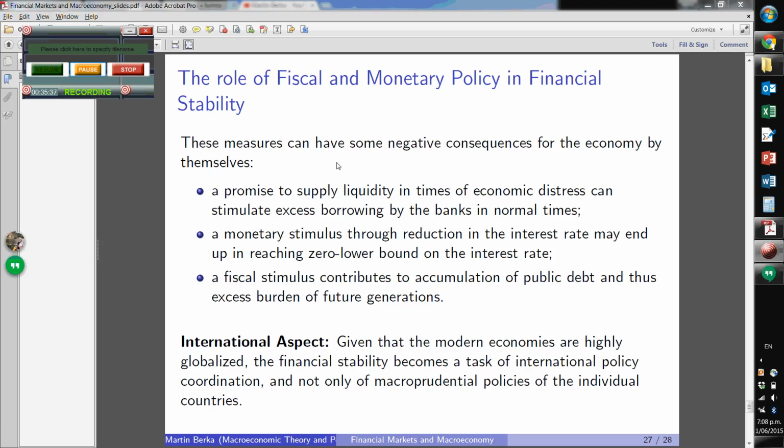Secondly, monetary policy stimulus can reduce interest rates, which may be reduced all the way to zero, in which case monetary policy is not going to be very powerful. And finally, a fiscal stimulus contributes to the accumulation of public debt and therefore excess burden of future generations. So this is more of a redistribution from today's generations to future generations.